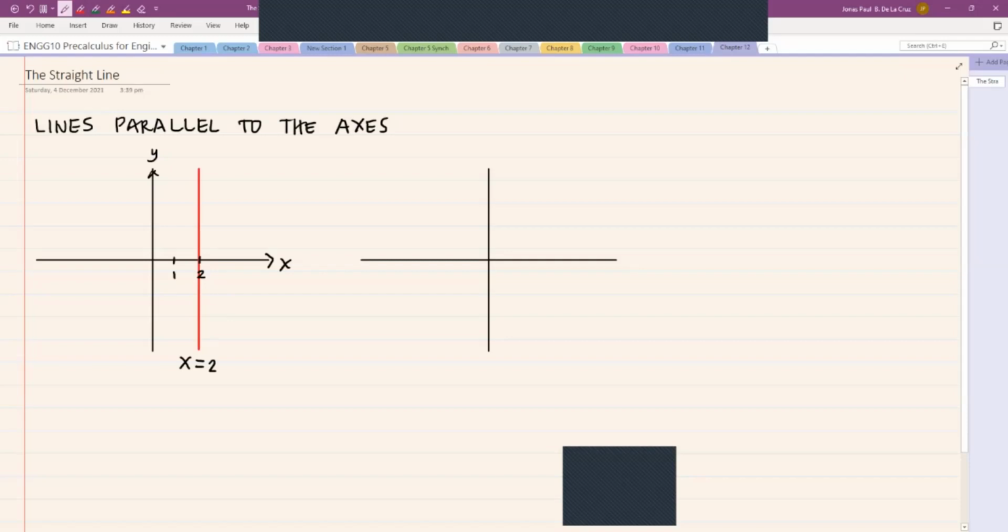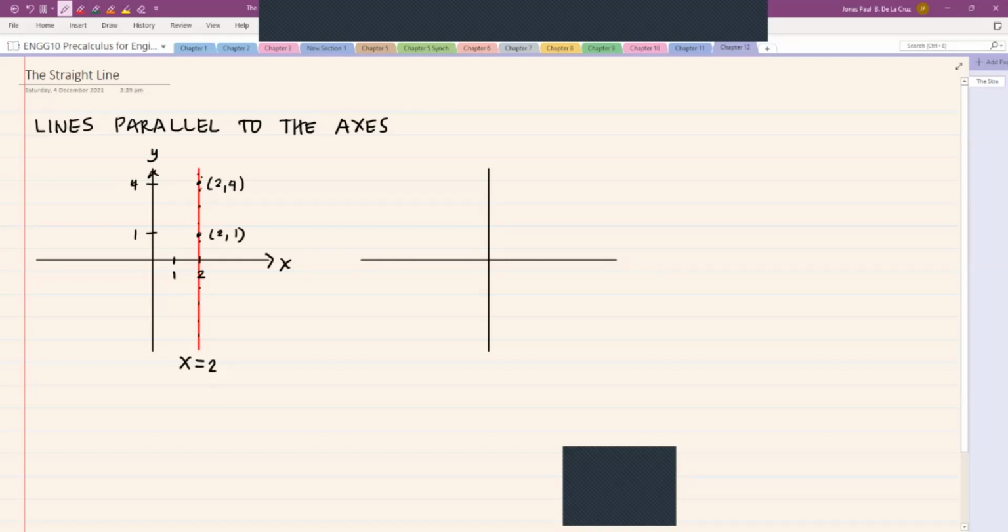For all the points on this line, the x-coordinate does not change. For example, if this is 4 and this is 1, this is just an approximation, this point has coordinates (2, 4). This point (2, 4) is on the line. This (2, 1) is also on the line.